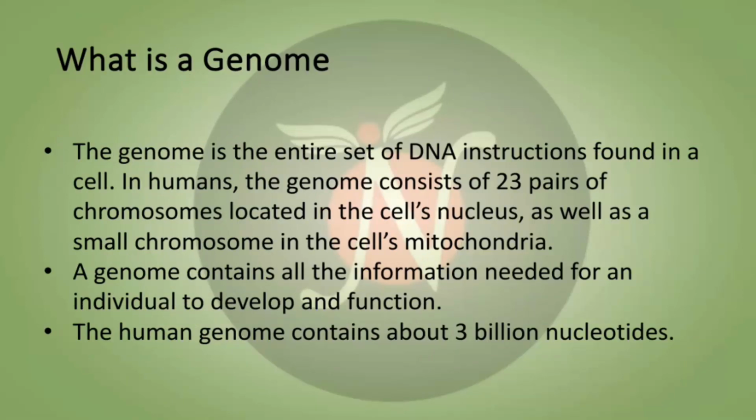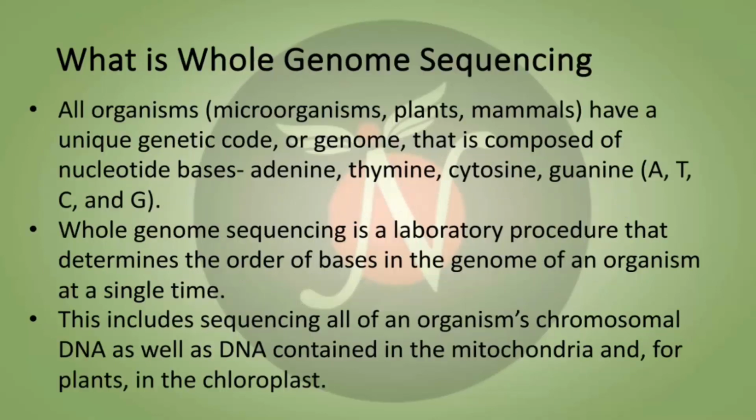What is a genome? Genome is the entire set of DNA instructions found in a cell. In humans, the genome consists of 23 pairs of chromosomes located in the cell's nucleus, as well as a small chromosome in the cell's mitochondria. A genome contains all the information needed for an individual to develop and function. The human genome contains about 3 billion nucleotides.